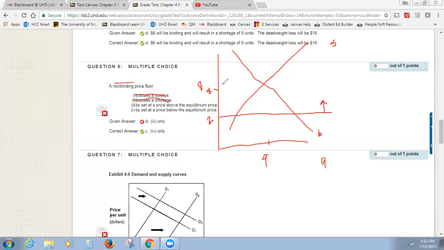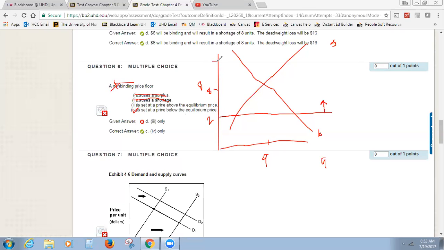Right? The market is still going to clear at $8 and it's still going to clear at the same number of units, quantity supplied, quantity demanded. A non-binding price floor is going to be set at a price below the equilibrium price. That's because it's non-binding. Now let's say they had done something and said, okay, you must charge at least $10. If it were $10, it would no longer be non-binding.